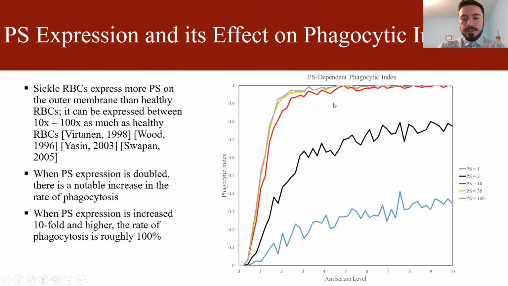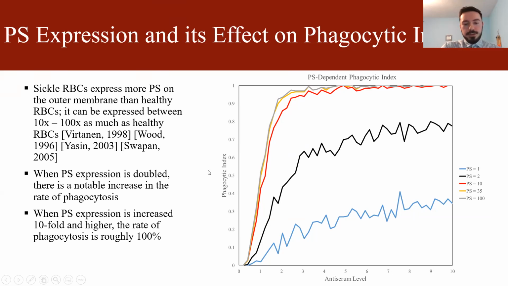So first, I'd like to explain this graph that's presented. The phagocytic index is a measurement of the likelihood that any single red blood cell will be phagocytosed by the macrophage. And the anti-serum level is a measurement of how many antibodies are present in the blood. And this can be used as a basis because the antibodies assist the macrophage in binding to the red blood cell and will increase the rate of phagocytosis, as seen in all of these curves. As the anti-serum level increases, the rate of phagocytosis increases.